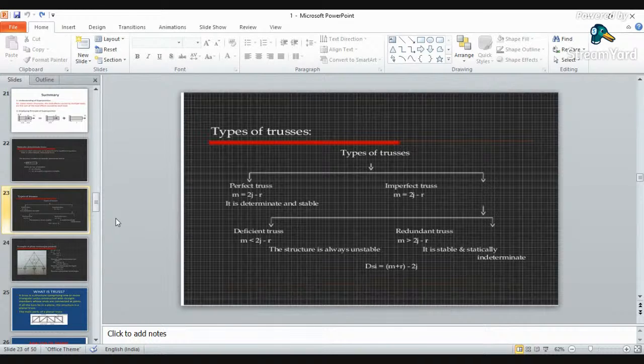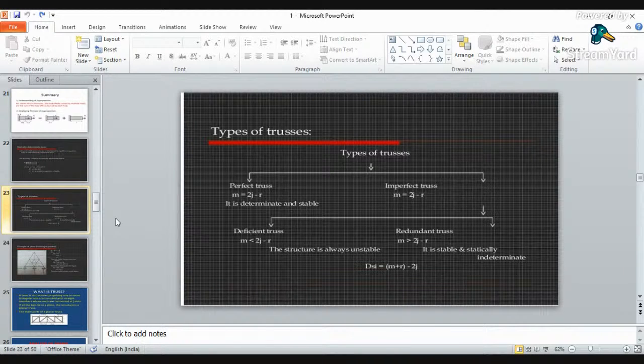It is called an imperfect truss if the number of members is not equal to 2j minus r. Here it should be m is not equal to 2j minus r in the case of imperfect trusses. Imperfect trusses can again be classified into two types, the deficient truss and the redundant truss. Redundant is nothing but indeterminate, and deficient is nothing but unstable.